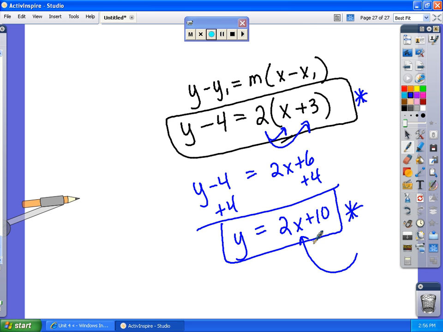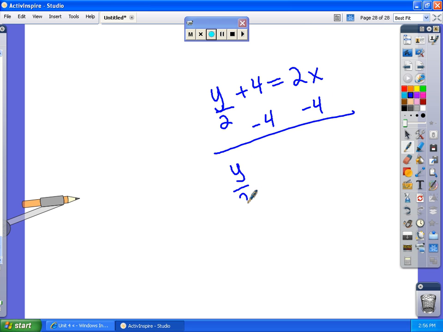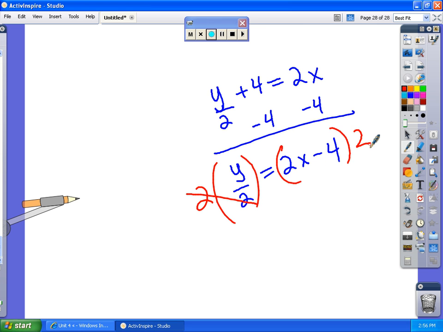Last problem. It says write an equation of a line that passes through (3, 2) that is parallel to this line. So the first thing we have to do, in order to know when lines are parallel, is we need the slopes to be the same. I don't know what the slope is because this is not in slope-intercept form. I want to solve this for y, because if I solve this for y, then I'm going to know what the slope is and what the y-intercept is. So I'm going to multiply both sides by 2 to get rid of the divided by 2. So I end up with y equals 4x minus 8.